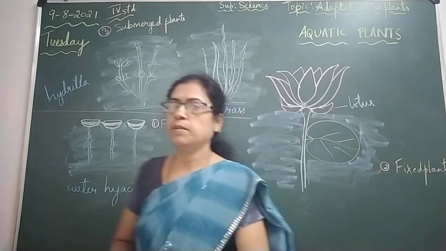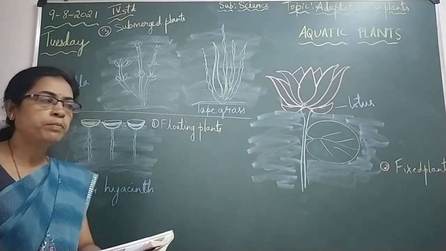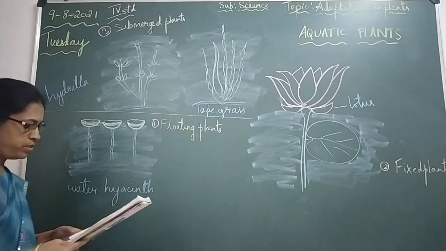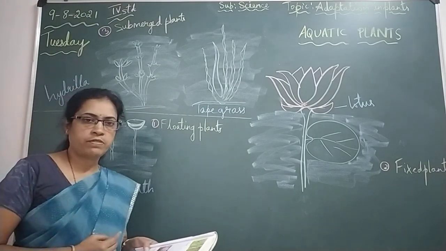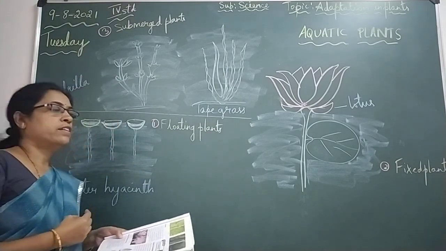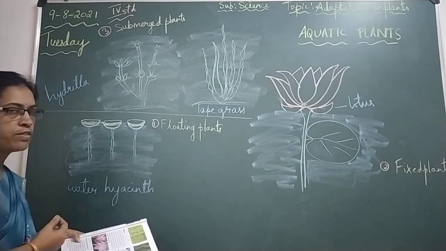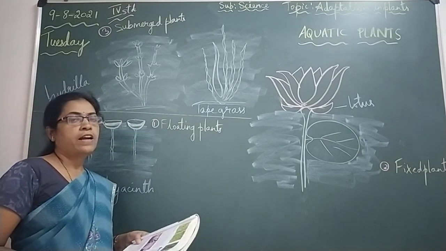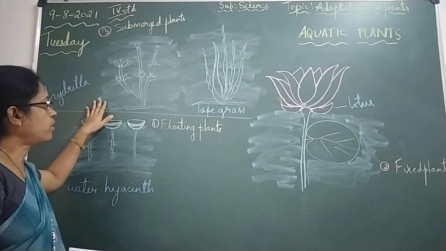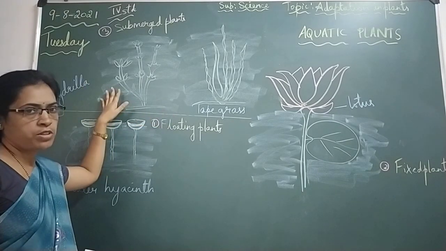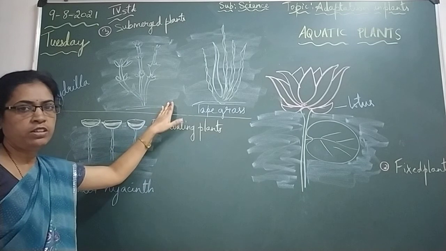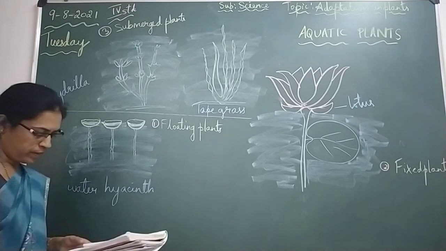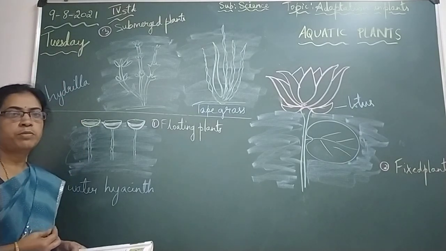And the next one is submerged plants or underwater plants. You can see the example I have just drawn here, that is hydrilla and tape grass. Children, some plants grow below the water surface, and their leaves do not have stomata at all. They breathe through their body surface. Also, children, they absorb the carbon dioxide that gets dissolved in the water. They absorb carbon dioxide and give out oxygen for the aquatic animals in the water.